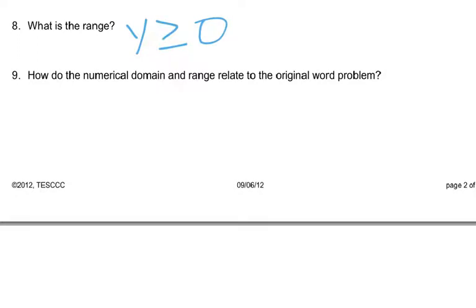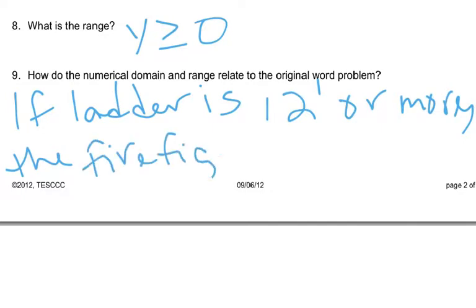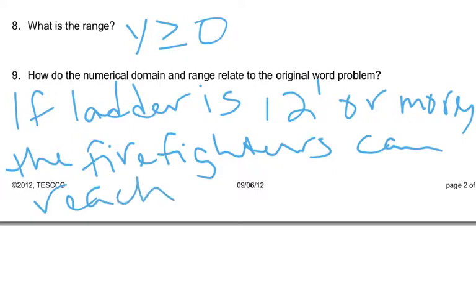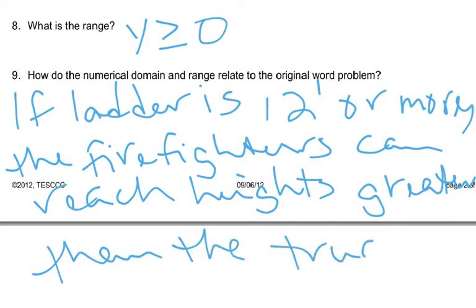Number 9, how do the numerical domain and range relate to the original word problem? In other words, take the numbers, take the words, put them together for a sentence. So if the ladder is 12 feet or more, the firefighters, if you can read that, can reach heights greater than the truck. Which makes your range greater than or equal to 0.